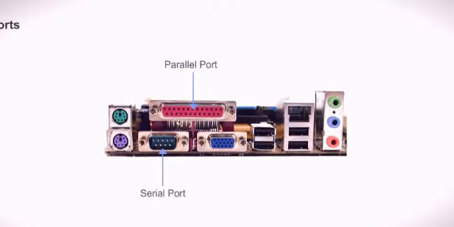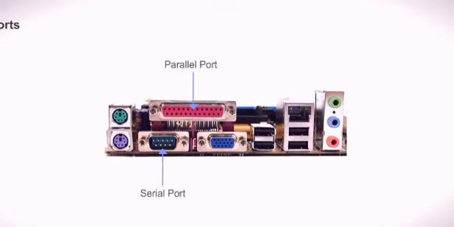Parallel ports were used to connect external devices that needed to transfer a lot of data over a short distance. These ports can typically send 8 bits of data simultaneously across 8 parallel wires. Parallel ports were mainly used to connect printers to the system unit. Nowadays, printers use USB, Ethernet or Wi-Fi to connect to the CPU.